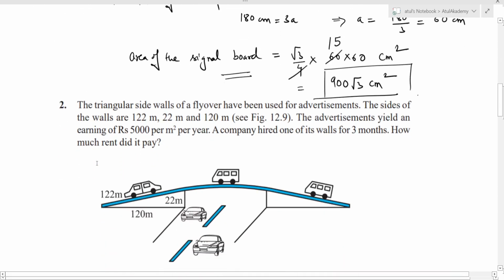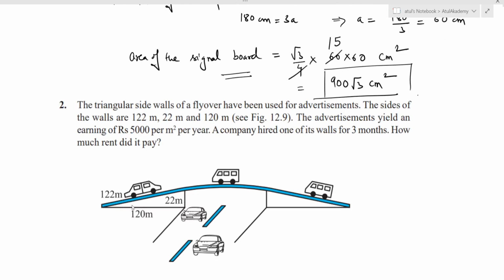Let's read it first. We have a triangular side wall of a flyover. This is the triangular side wall of a flyover. It is being used for advertisements. The sides of the walls are given as 122 meter, 120 meter, 22 meter. The advertisements yield an earning of rupees 5,000 per meter square per year. A company hired one of the walls for 3 months. How much rent did it pay? I hope the question is clear that you have to use only one wall, not both the walls. Okay, only one of the walls is being used.